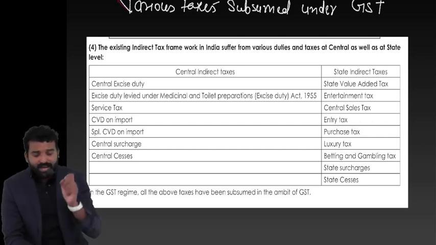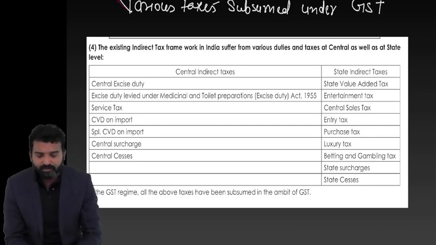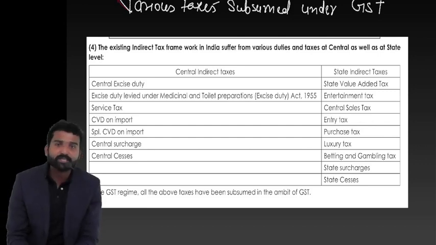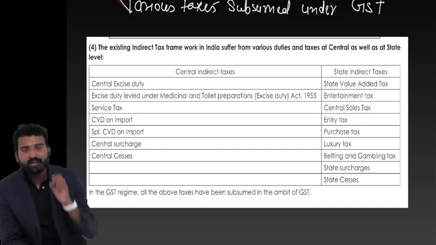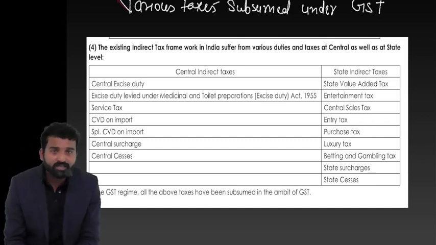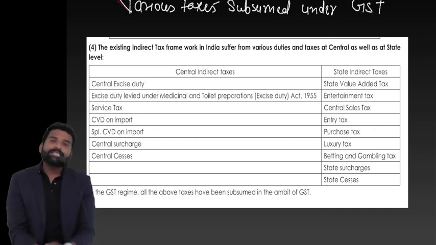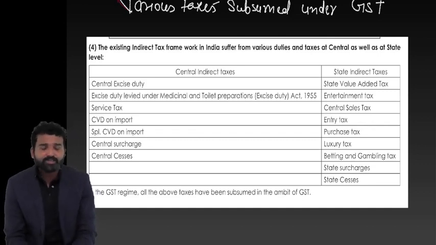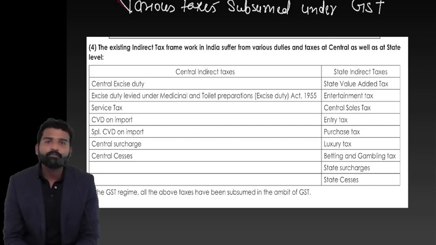So now we have to discuss which taxes are subsumed in GST. Why is this slide important? Because they may ask you MCQ questions on what taxes are subsumed in GST or completely abolished, and even after GST, what taxes are still levied in India. So we have to be very sure which taxes exist even after 2017 and which taxes are completely abolished. Is there any doubt in this slide? Otherwise, we will move on to the next slide.